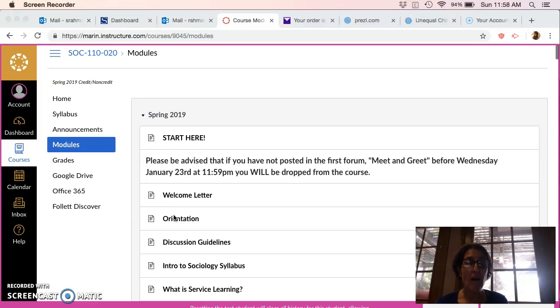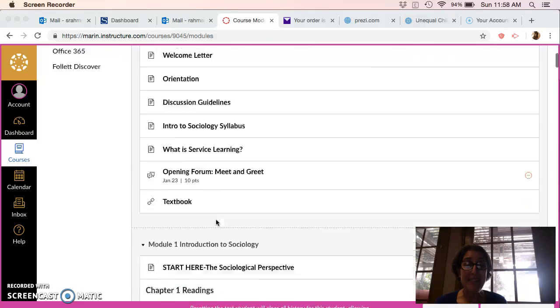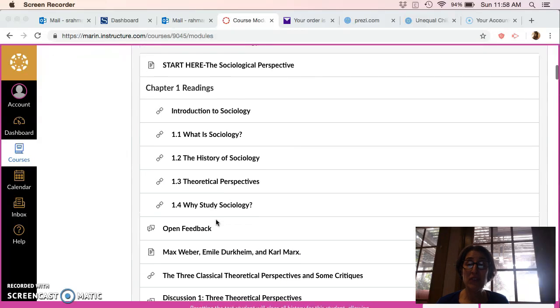But normally, all the posts will be due Sundays at 11:59 p.m. So just keep that in mind, and going forward, you can plan accordingly. It's all laid out in the syllabus, and you can see how the modules are laid out. Anyways, I see that a bunch of you have already posted on the 3 sociological theories.